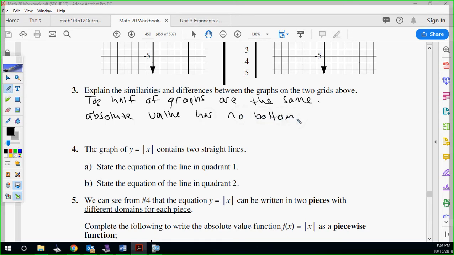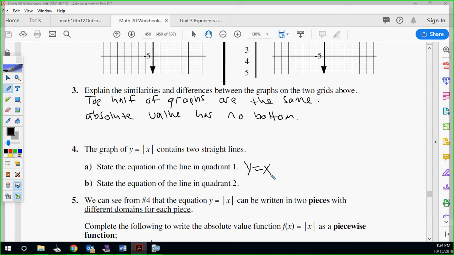Okay, so it says the graph of the absolute value, y equals absolute value of x, contains two straight lines. State the equation of the line in quadrant 1. So looking at your V, guys, quadrant 1 is the top right. What's the equation of that line? Yeah, y equals x. You guys see what I'm saying? So right here in quadrant 1, this line right here is y equals x.